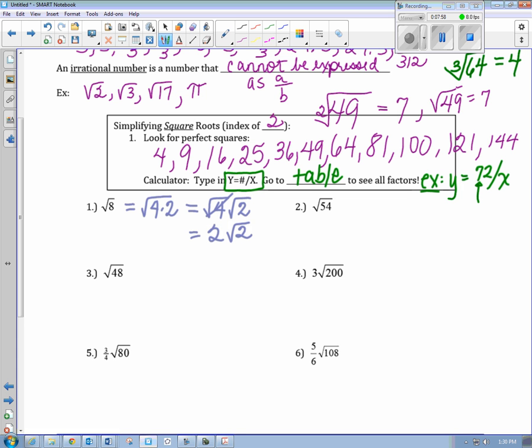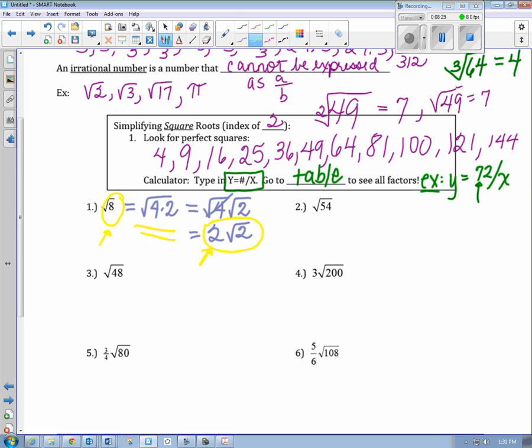So technically, what this means right now is that this radical 8 that you have here and this 2 radical 2 that you have here are equal to each other. The radical 8 is in the unsimplified form, 2 radical 2 is in the simplified form. So the rule is that you cannot keep a radical with having a factor that's a perfect square. You have to make sure you go through and simplify that out.